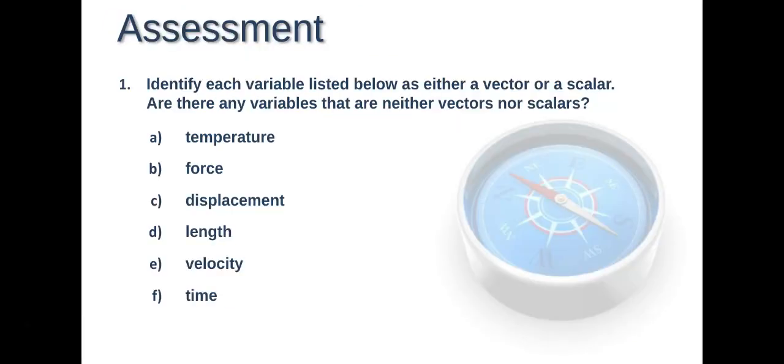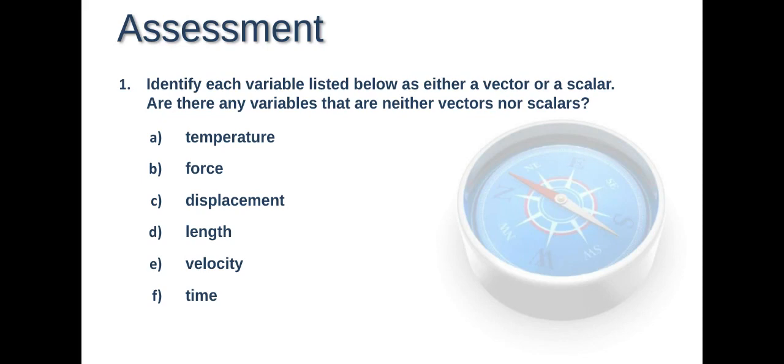Identify each variable listed below as either a vector or a scalar. Are there any variables that are neither vectors nor scalars? Let's start with temperature. So vectors are going to have positive values. Well, temperature actually has negative values if we're talking about Celsius or Fahrenheit. But if we talk about Kelvin, which is the absolute temperature scale, the lowest degree Kelvin is 0, and there are no negative quantities. So therefore, temperature would be a scalar quantity.